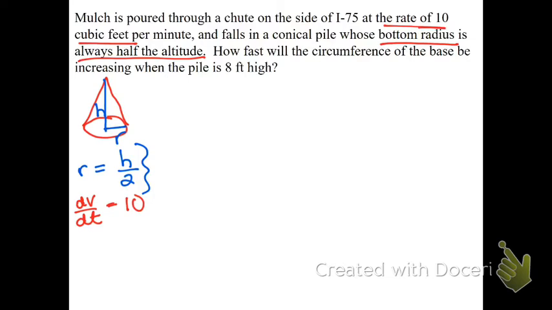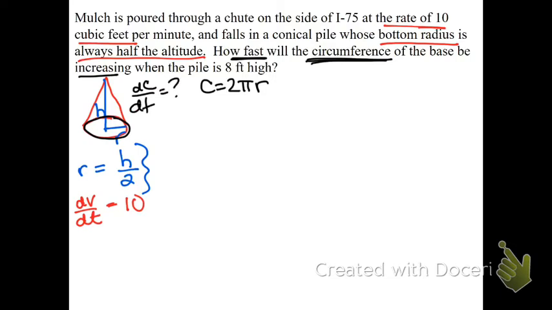All right, well, this one's a little bit of a stickler here. Okay. How fast, that's a rate, how fast will the circumference of the pile be increasing? How fast is this changing? Circumference of a circle is 2 pi r. And what they're really asking for is how fast is C changing? They're asking what is dC dt? That's the question.